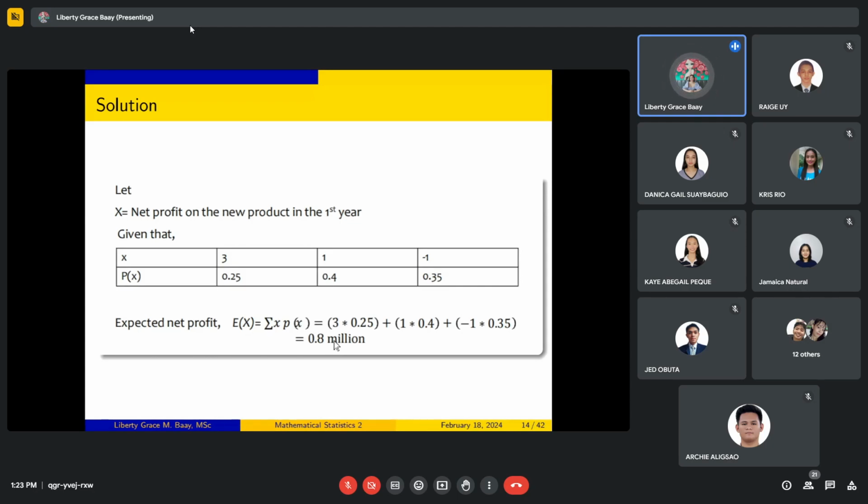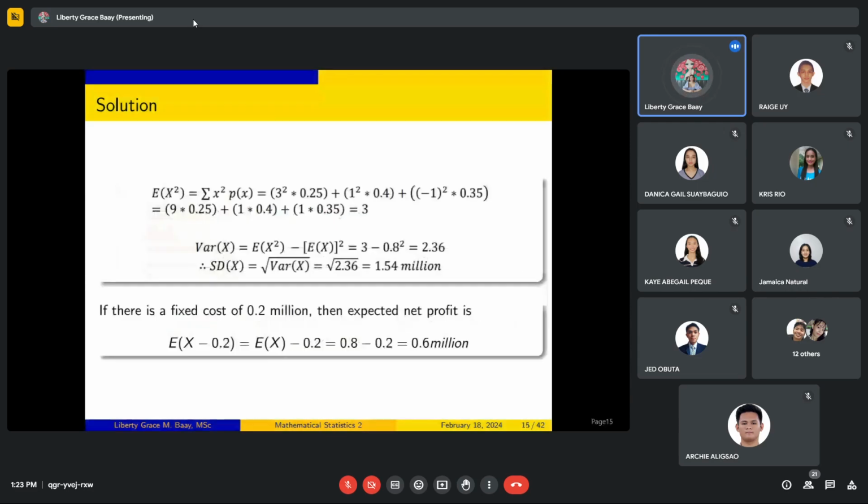So we are also asked to find the standard deviation. First, we're going to solve the expected value of x squared, so we can use it in finding the variance. The square root of the variance is just the standard deviation. So the expected value of x squared is just equal to the summation of x squared times the probability of x.